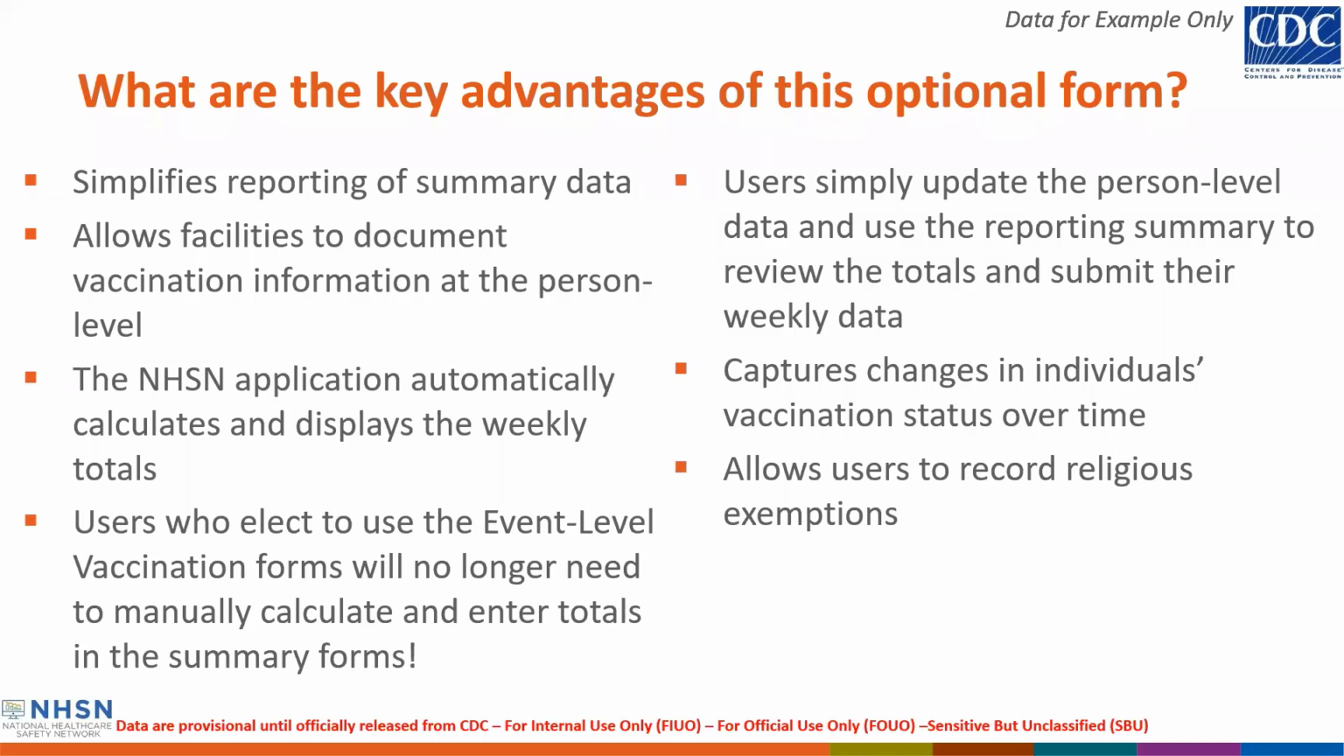And then another thing that is unique about the event level or person level vaccination forms is that it allows users to record religious exemptions if they decline vaccination, which is something that a lot of facilities have requested.